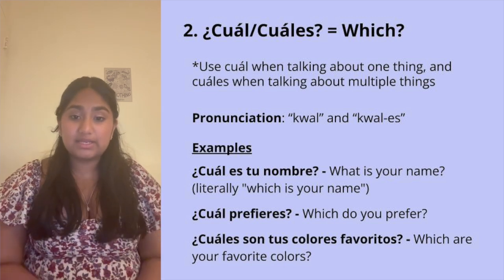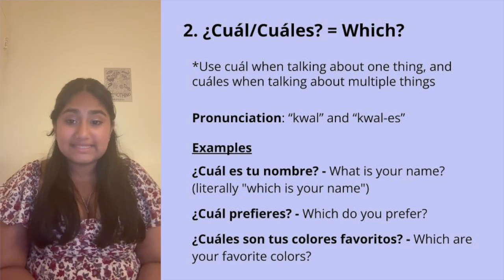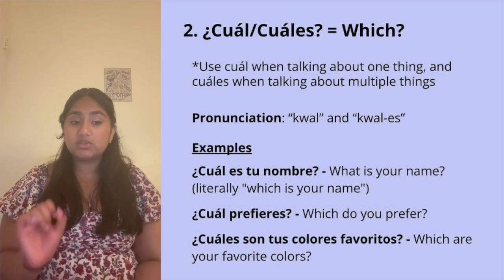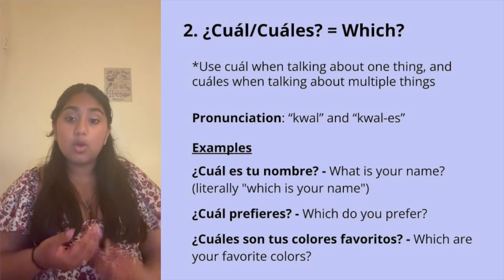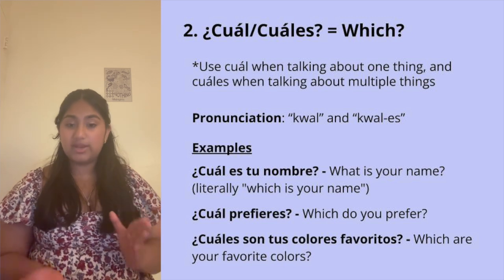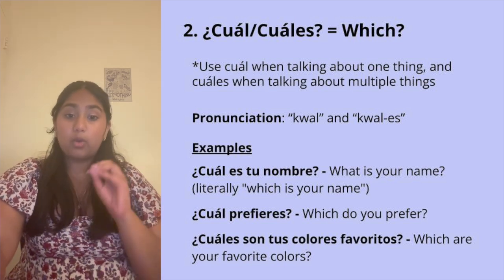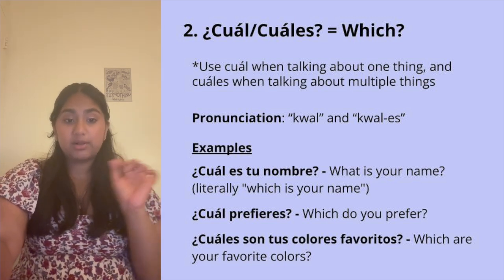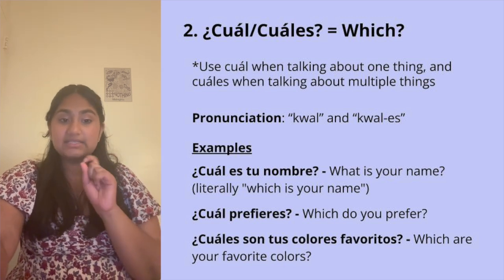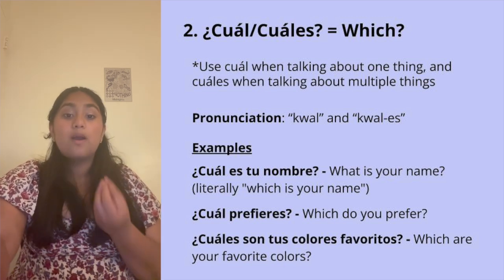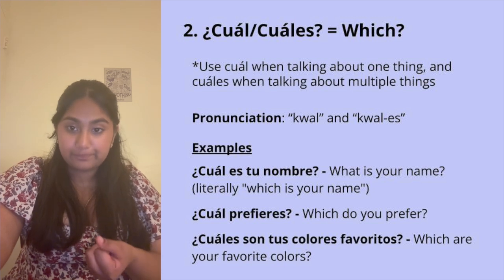Now another example for cuál in a sentence is going to be ¿Cuáles son tus colores favoritos? Which are your favorite colors? Because there's a limited range. So remember, cuál is used for one thing and cuáles for multiple things. And the es ending tells us that it's plural and referring to more than one noun.